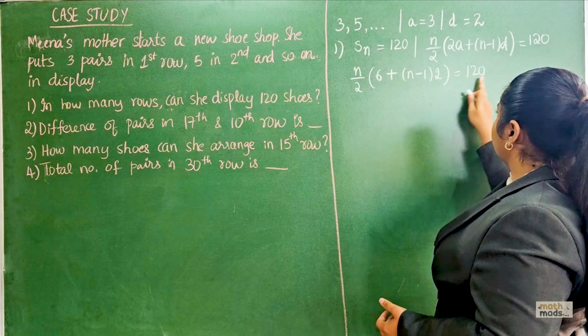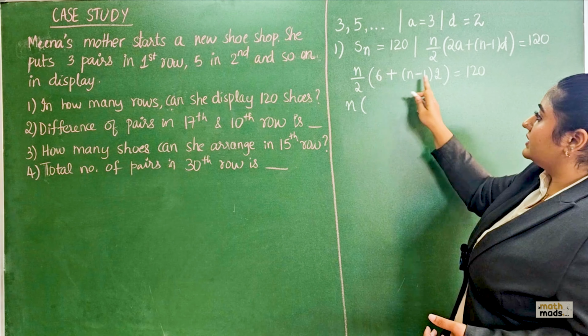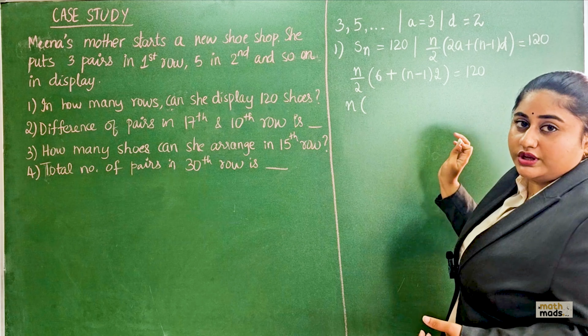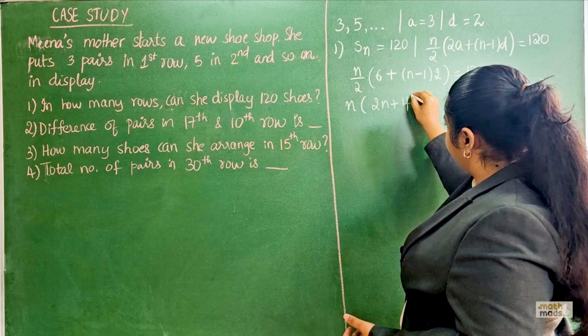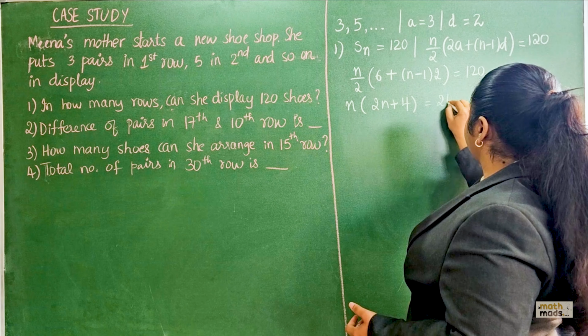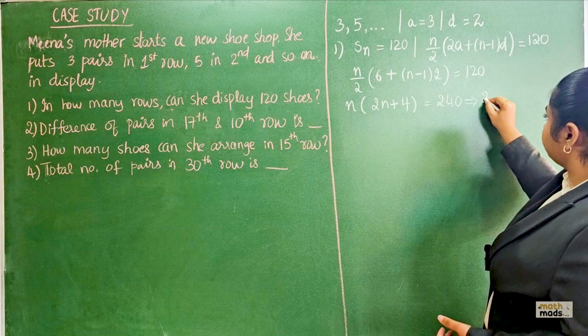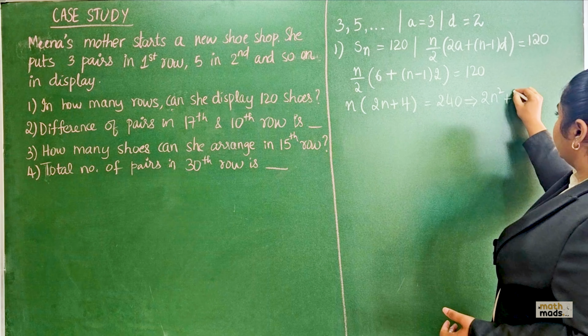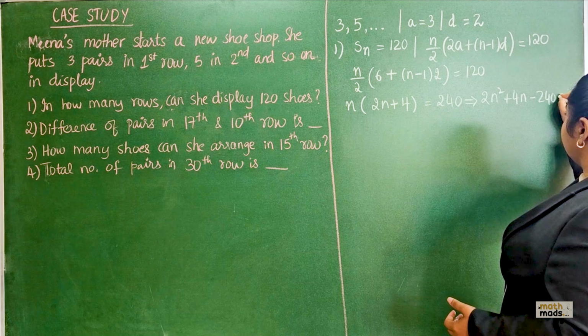So let me send this 2 to the other side. I'll be left with n into 6 plus 2n minus 2, which is nothing but 2n plus 4, is equal to 240. So this gives me 2n square plus 4n minus 240 is equal to 0.